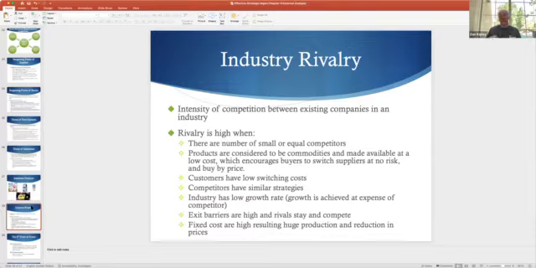Exit barriers. It's difficult for firms that are in the industry to get out. Maybe they just, for some reason, can't get out. Those in the industry have high fixed costs because they've gone through that growth 1 and growth 2. They've added capacity, they've added expenses, and now they're in a situation where they're not growing anymore, but they still have these fixed expenses. They've got to generate revenue to pay those bills. Intensity of rivalry is great when all of these conditions exist.